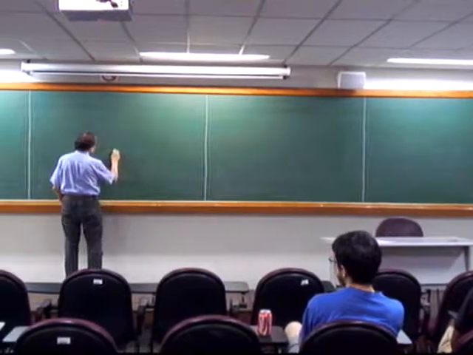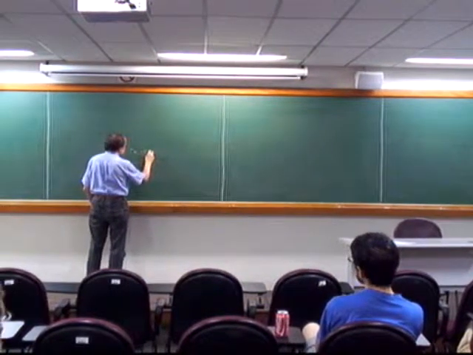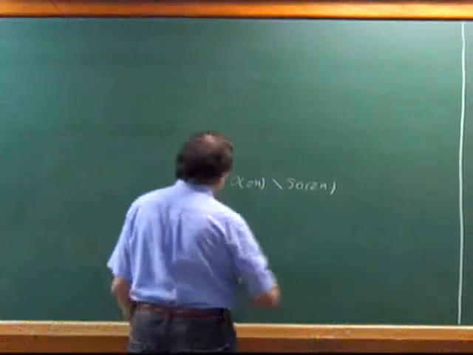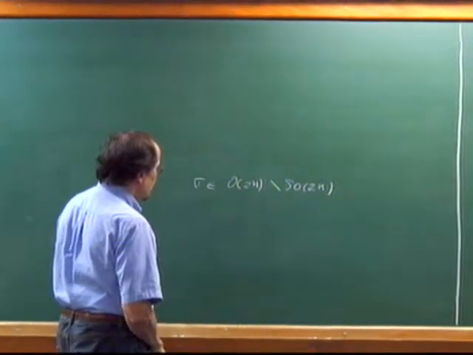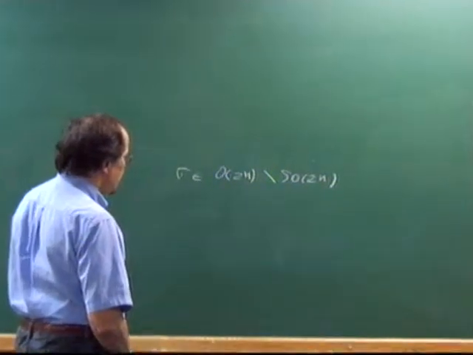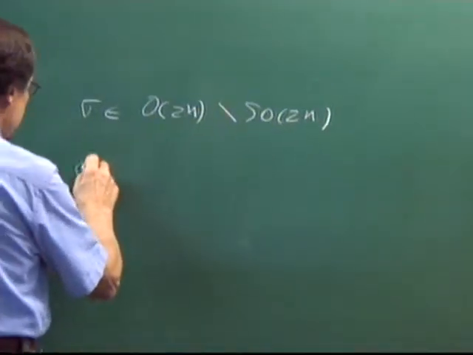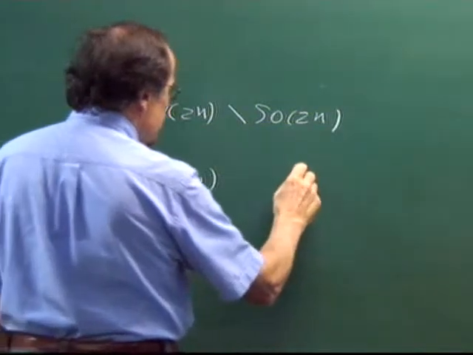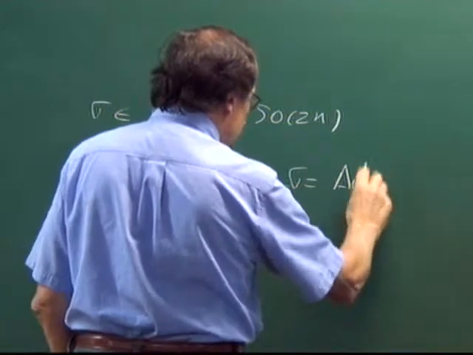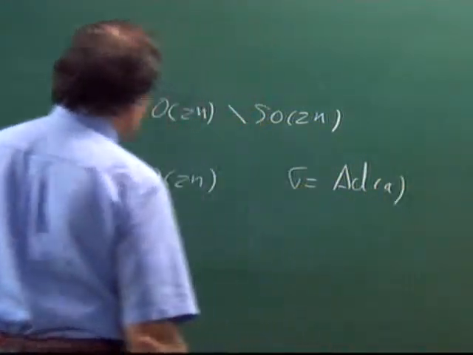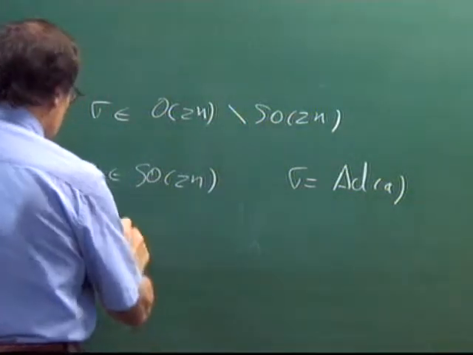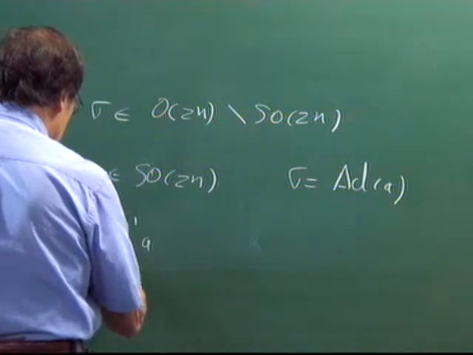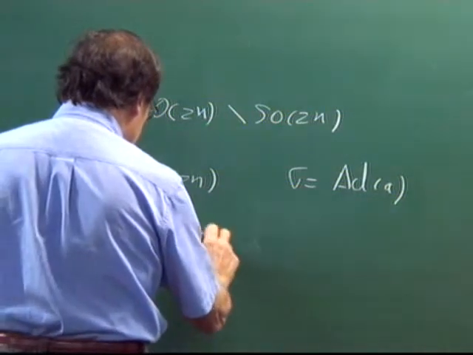So we chose an element, say sigma in O2n minus SO2n. Say any element. So then we said if there is an A in SO2n so that sigma is adjoint of A, then we said that sigma inverse A adjoint is the identity.